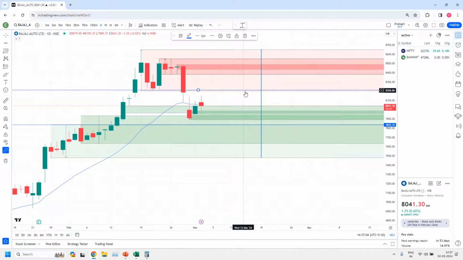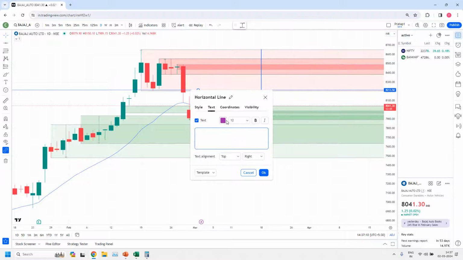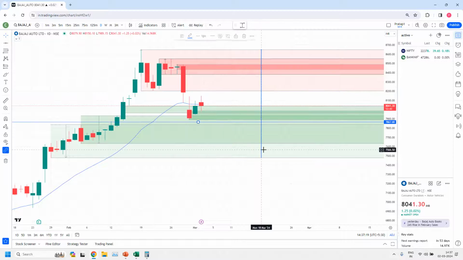You draw somewhere. Let me delete this blue color line. Double click, go to the properties. In the coordinates, you copy the value. Automatically the value is adjusted. This is a low on the curve.